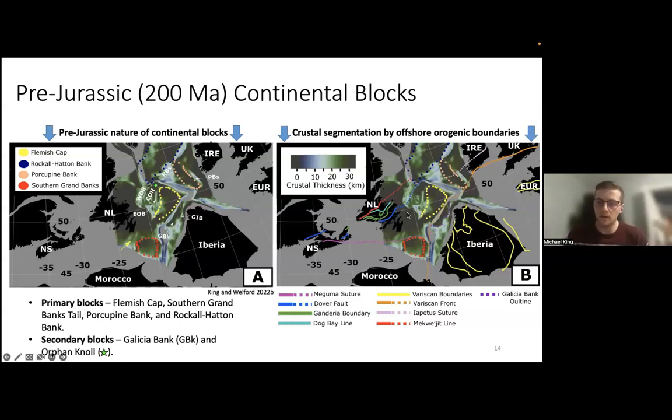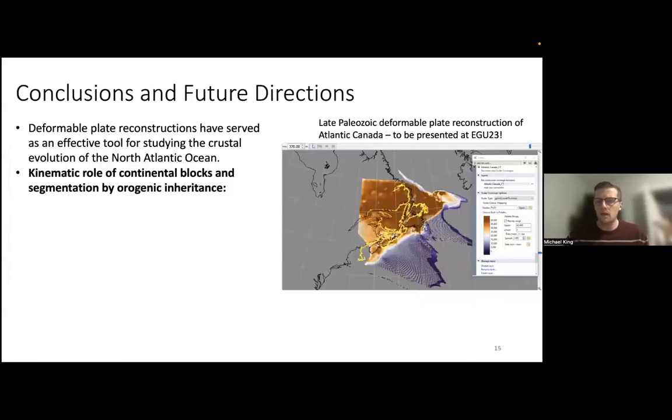We see a lot of it in the Orphan Basin, also on the Porcupine Bank and to the south, along the southern Grand Banks. Potentially these orogenic terrain boundaries have a really big impact with respect to the pre-Jurassic template of the North Atlantic. That's something that we've been investigating lately in terms of trying to expand our reconstructions deeper in time. I'm going to be presenting this work at EGU, so if you're interested in this kind of thing, feel free to come to my talk.